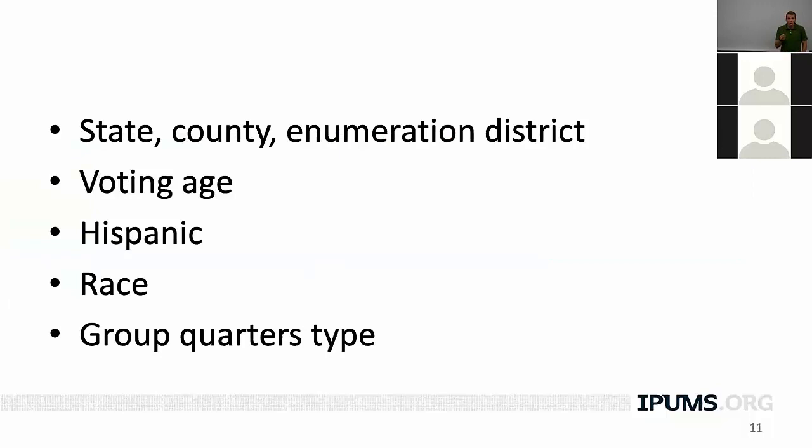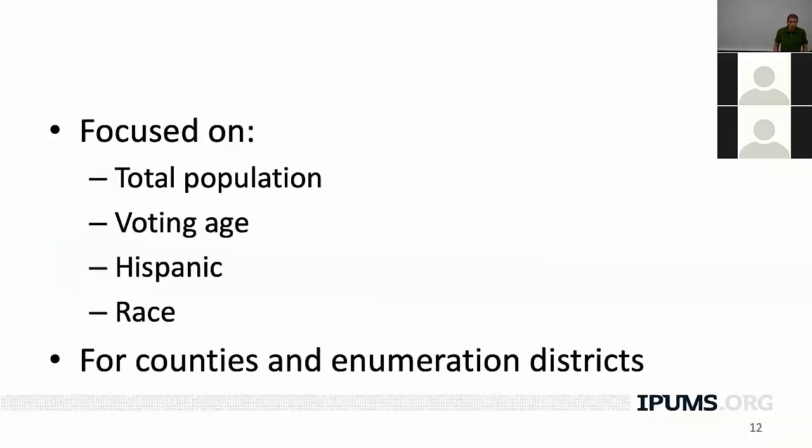So just to recap, we have state, county, and enumeration district. We have voting age, Hispanic, and race, and we have group quarters type. So my analysis focuses on total population, voting age, African-American population, and a little bit of segregation, for counties and EDs.